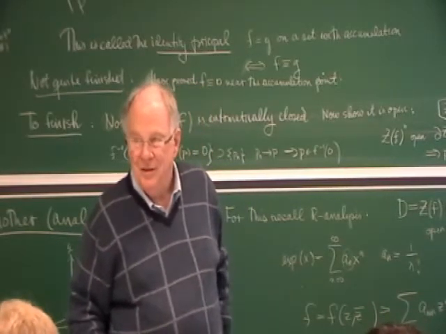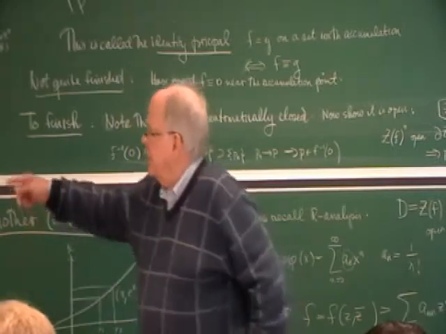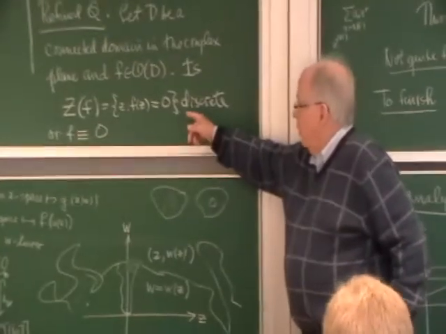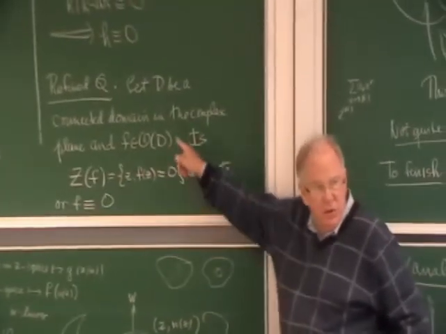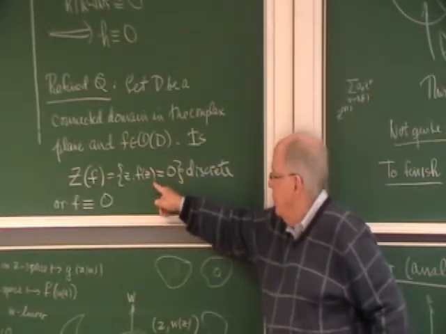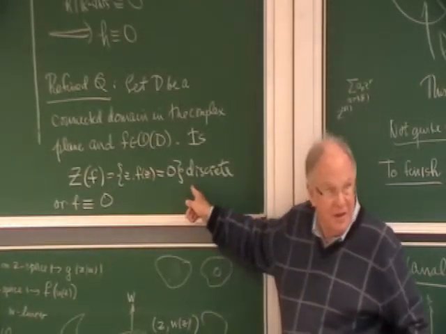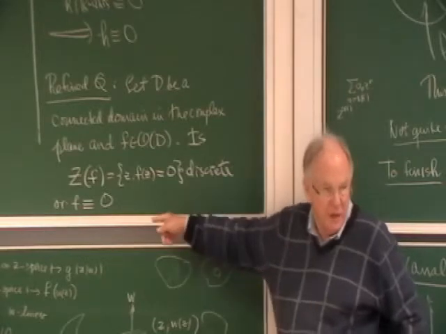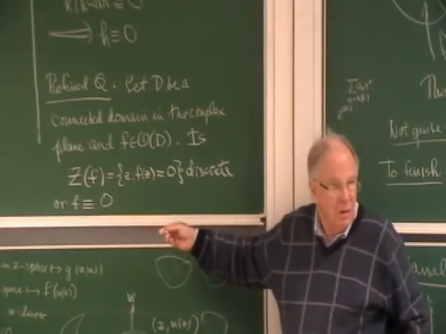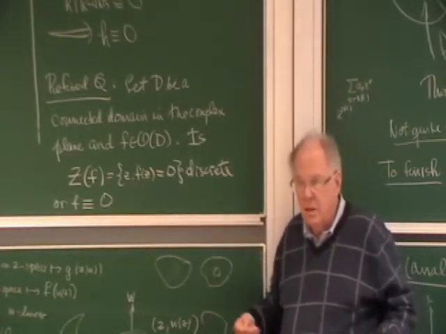That's right. So here's a good statement. If the domain is connected, then the set is either discrete, so no accumulation points, or identically 0. That's the good statement. Okay?